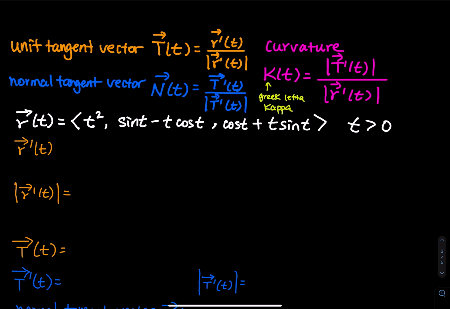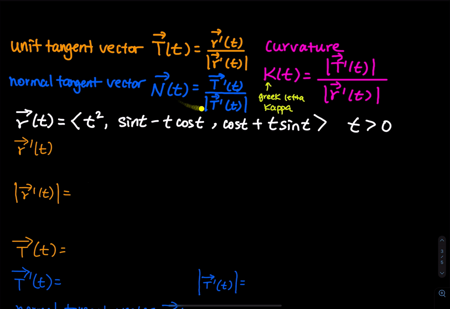We've got several things to do in this problem. The first thing to do is to find the unit tangent vector, T of t, which equals the derivative of vector r divided by the magnitude of the derivative. And then we find the normal vector N of t, which equals the derivative of capital T of t, the unit tangent vector, divided by the magnitude of its derivative.